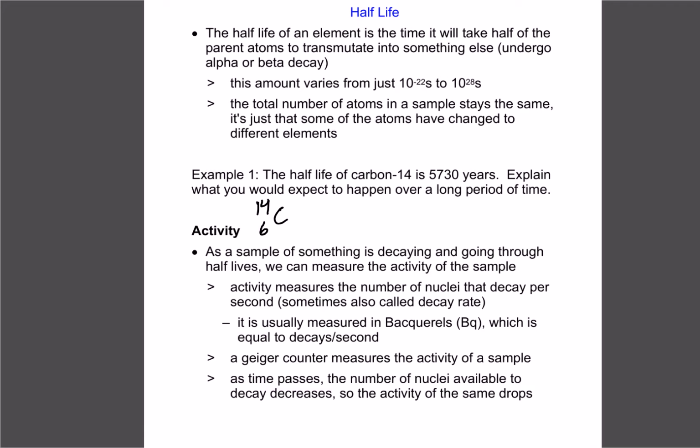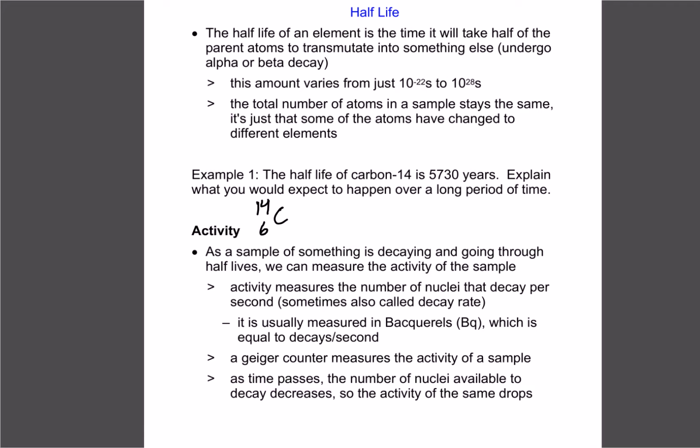So because every element has its own time frame, we can use that half-life and work backwards to figure out how old certain things are. If you find a dinosaur bone, we can measure the carbon-14, figure out how much of it is left and what it should have been, and we can backtrack to figure out how old that dinosaur was when it was still alive.